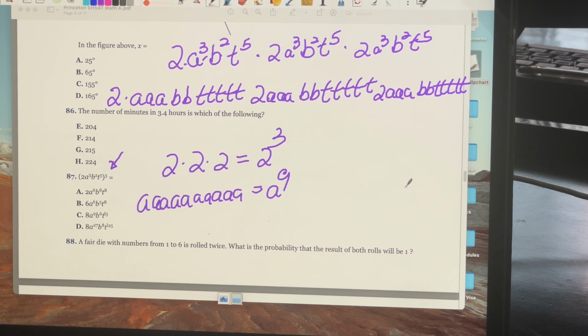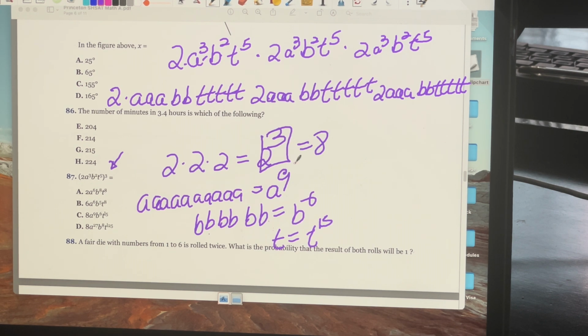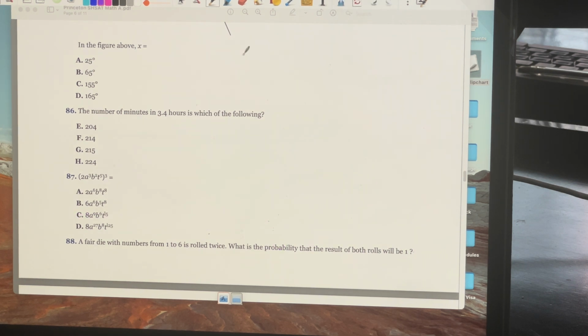Is it? Right? And then the b's, well, we have 1, 2, 3, 4, 5, 6. So that would be b to the 6th. What about the t's? Well, I'm not going to write them all down, but the short way of writing 15 t's being multiplied is t to the 15th. The answer to this, well, I guess here they actually changed the 2 to the 3rd to 8. So the answer that we're looking for is C. 87 is C. 93.